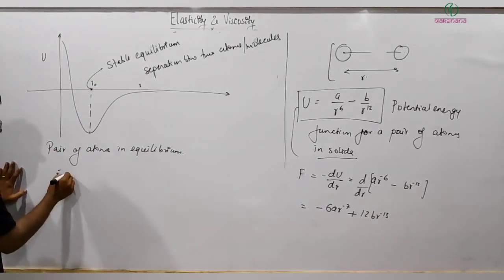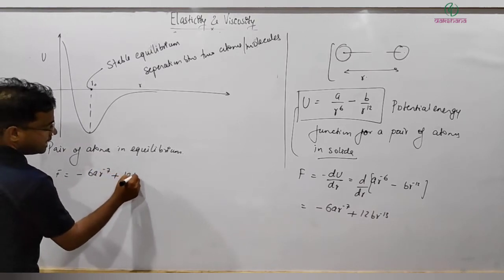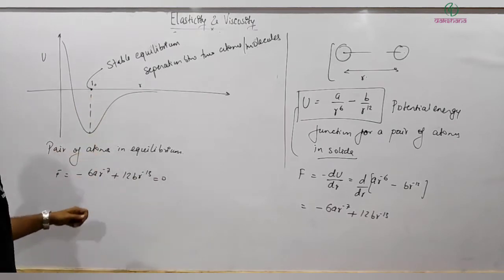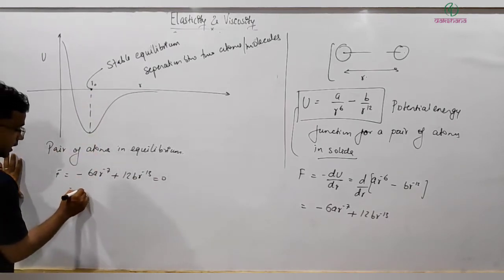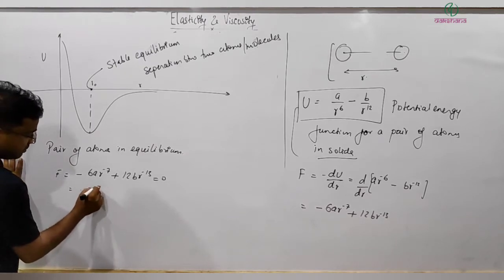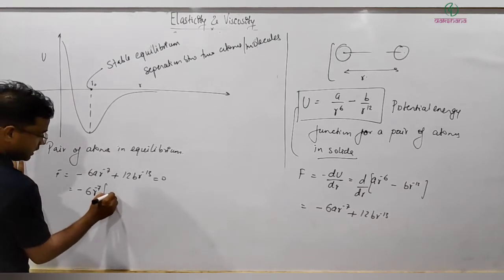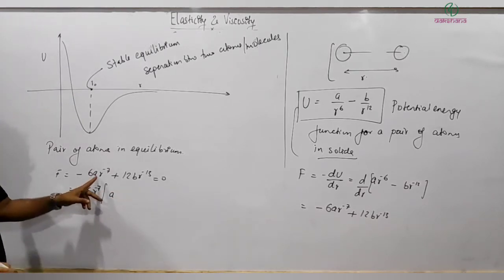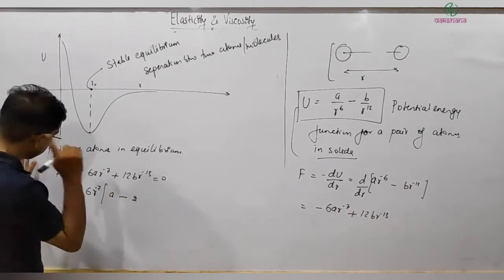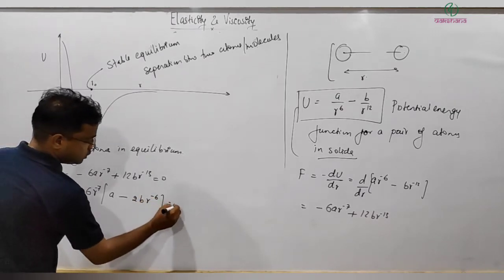So I already got the force relation: minus 6a r raised to power minus 7 plus 12b r raised to power minus 13 equal to 0. Then I will get exactly that separation r. So I can take 6 r raised to power minus 7 out, with a minus also. Then we are left with only a, and here it will be minus 2b r raised to power minus 6 equal to 0.